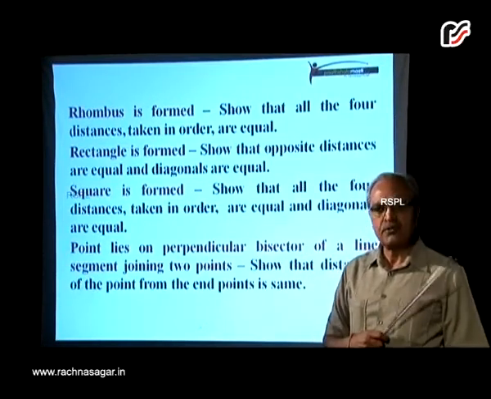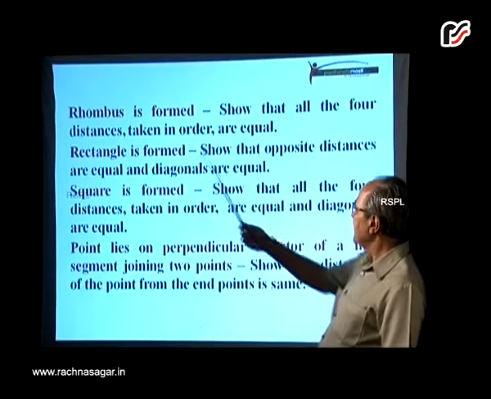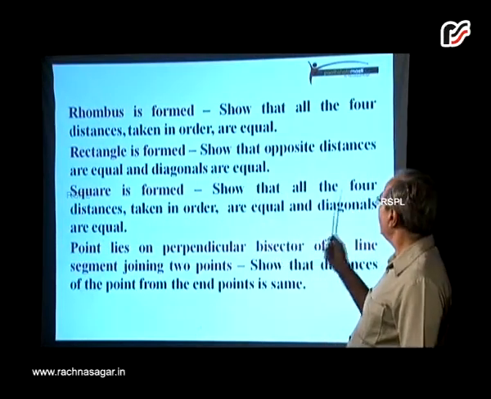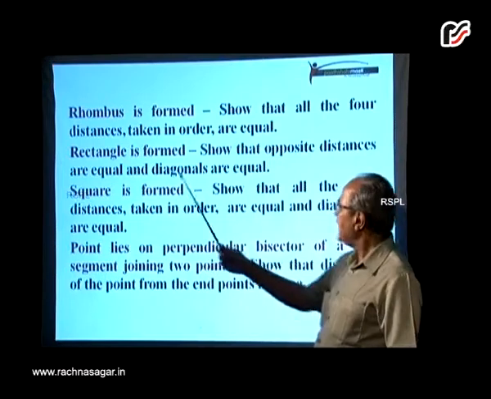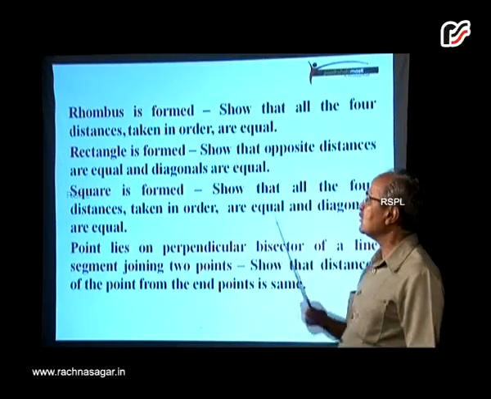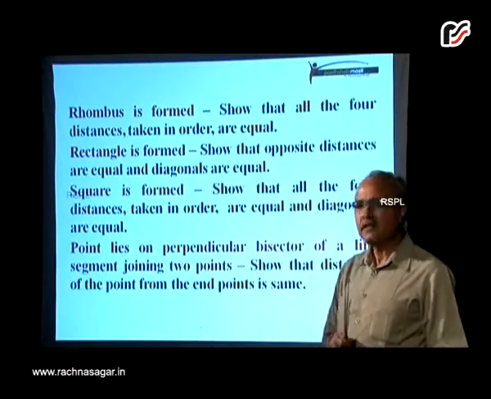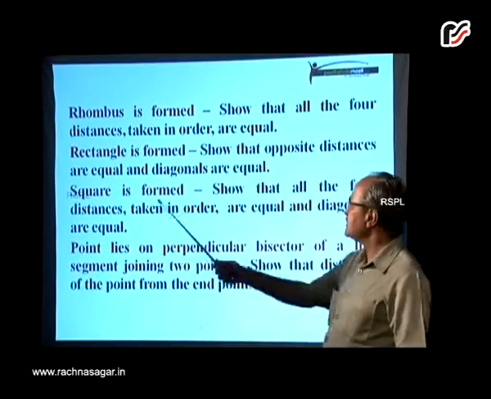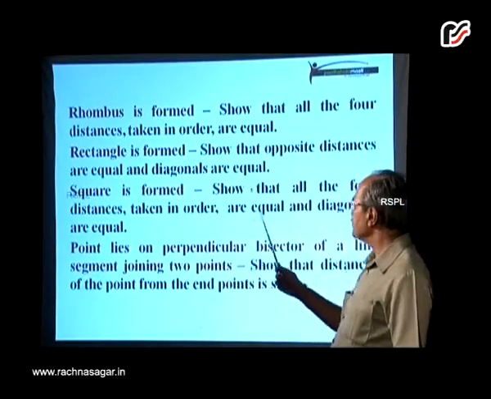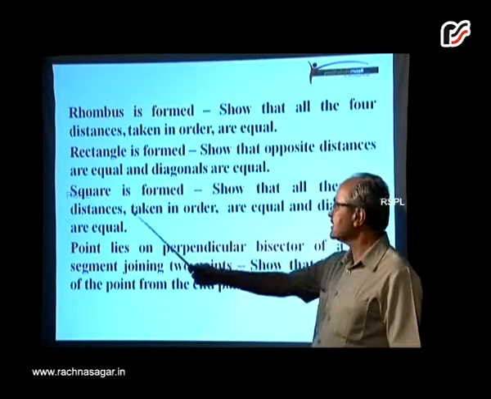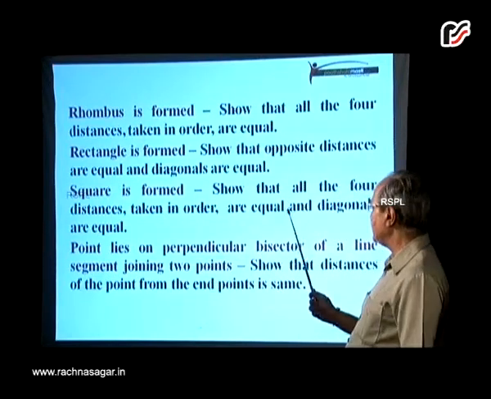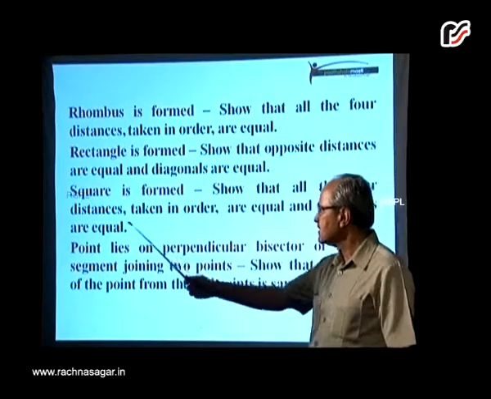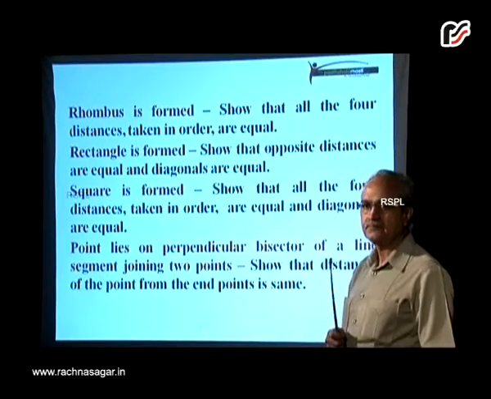Now if we want to show that a rectangle is formed, in that case show that opposite distances are equal and diagonals are equal. Another, if we want to show that four points form a square, that is, a square is formed, then show that all the four distances taken in order are equal and diagonals are equal.